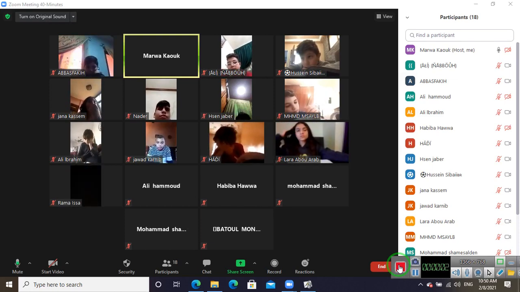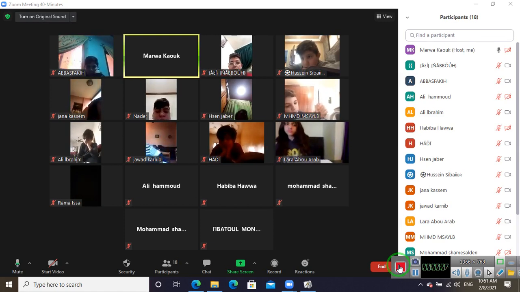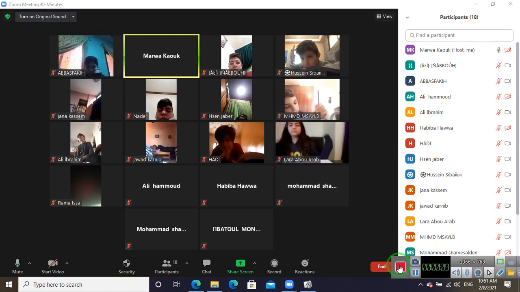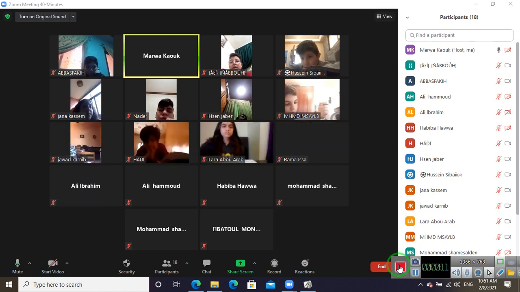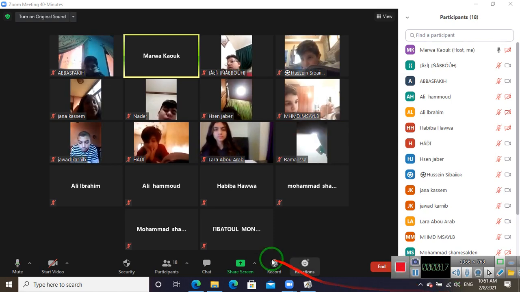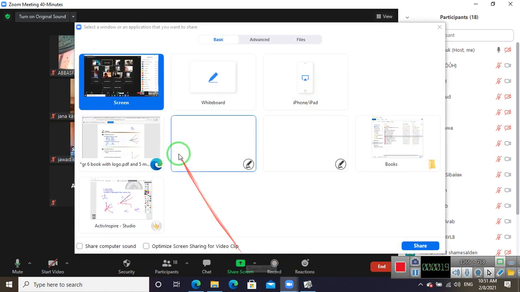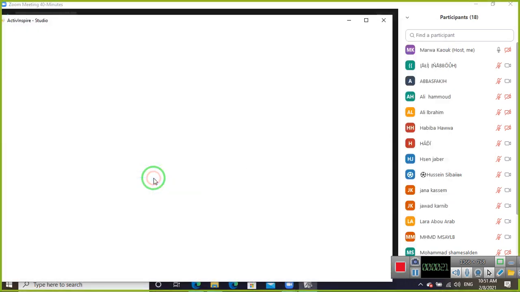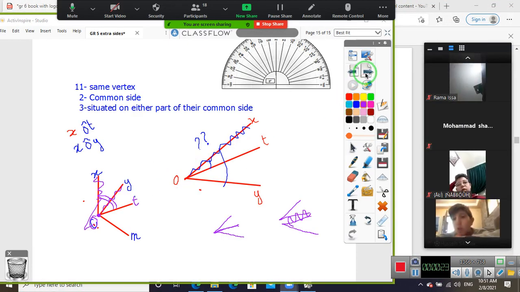There are two kinds of adjacent angles also. There is something called adjacent complementary angles, and there is something called adjacent supplementary angles. What is the difference between complementary and supplementary? You will see now.